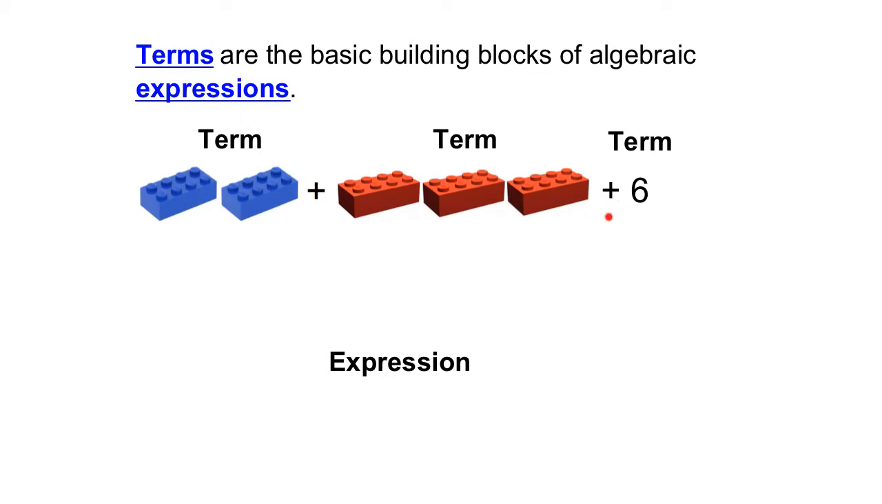Now terms are separated by addition or subtraction. Now I have 2 blue blocks and 3 red blocks plus 6. And I can rewrite that with numbers like this. Let's say B represents the number of blue blocks, R represents the number of red blocks, and in our expression, we have 2 blue plus 3 red plus 6. So I can write my expression like this. You're going to see this type of expression a lot, where you have a mixture of numbers with letters.